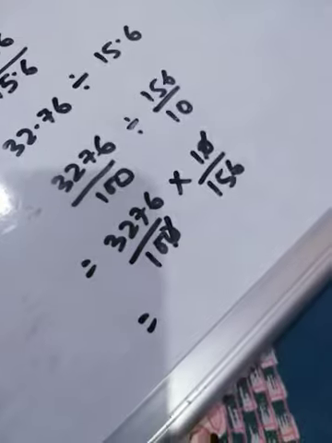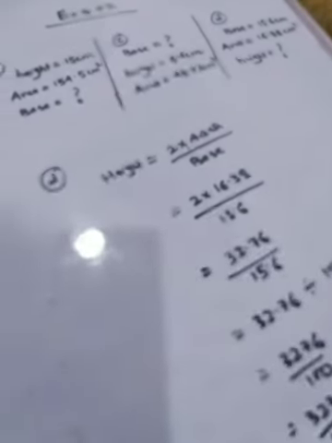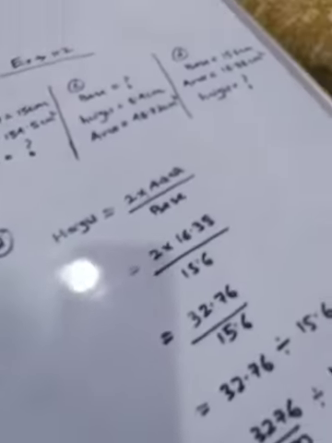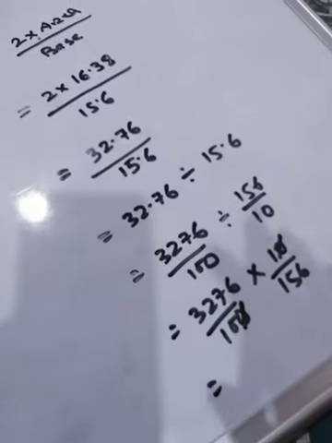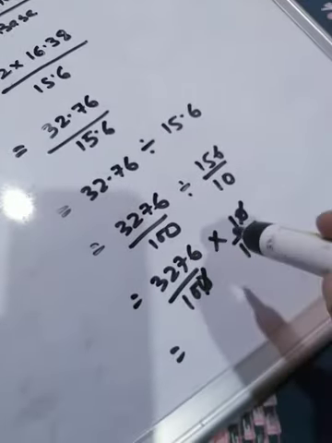So for today's session, sum number B, sum number C and sum number D you have to do. Sum number D you have to go for the calculation also.